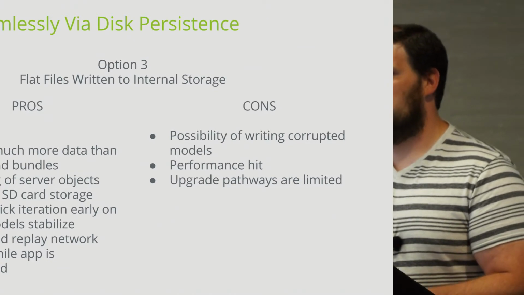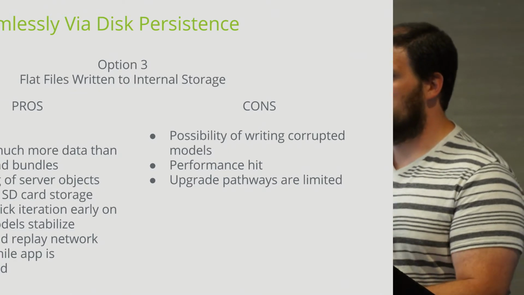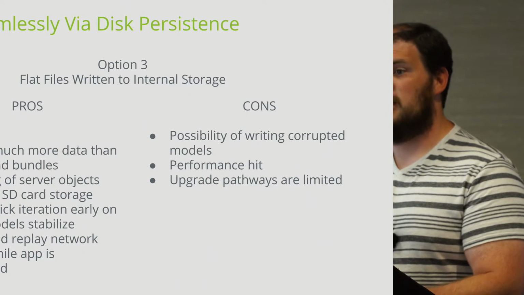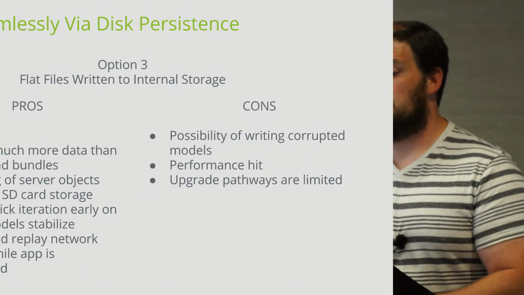There's also a possibility of writing a corrupted model. That's a long-running operation to write JSON files to disk. And so if the user swipes your app away while they're writing this, they're going to get a partially written file. And when you come back, you're going to have to deal with the ramifications of that.